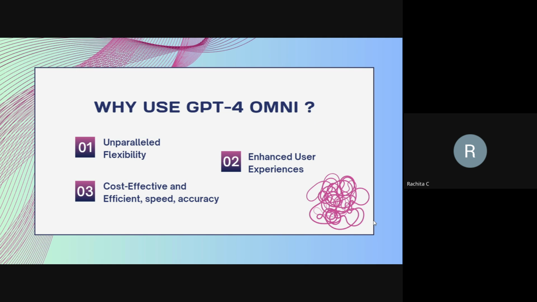And the third one is obviously cost effectiveness. It's 50% less costly than the GPT-4 Turbo model, and it's efficient, and the speed and accuracy are also optimized. To talk about the price, GPT Plus subscribers can use this for $20 per month, with all these enhanced experiences from the GPT-4 Omni model. And on token pricing, input tokens come at $5 per million tokens, and output tokens at $15 per million tokens.